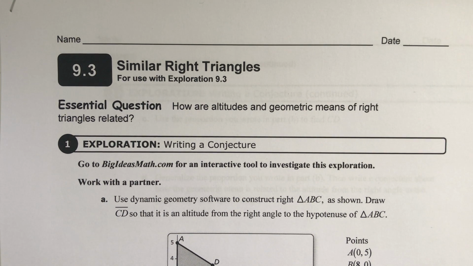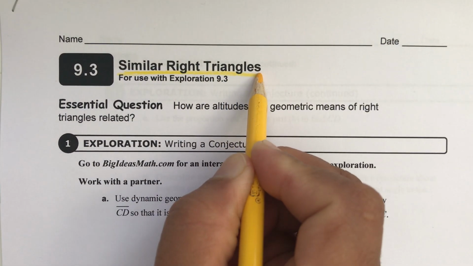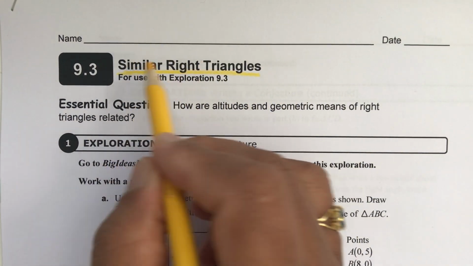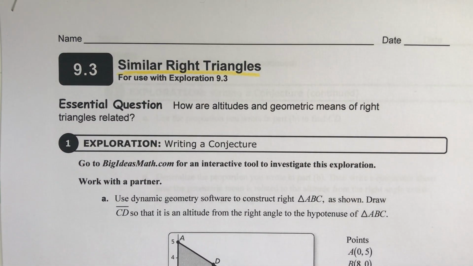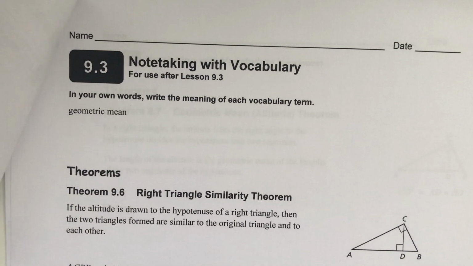Today we are going to start section 9.3, that's basically about similar right triangles. Alright, so the right triangles, but they're going to be similar, and some theorems based on that. So we're starting from page number 254.